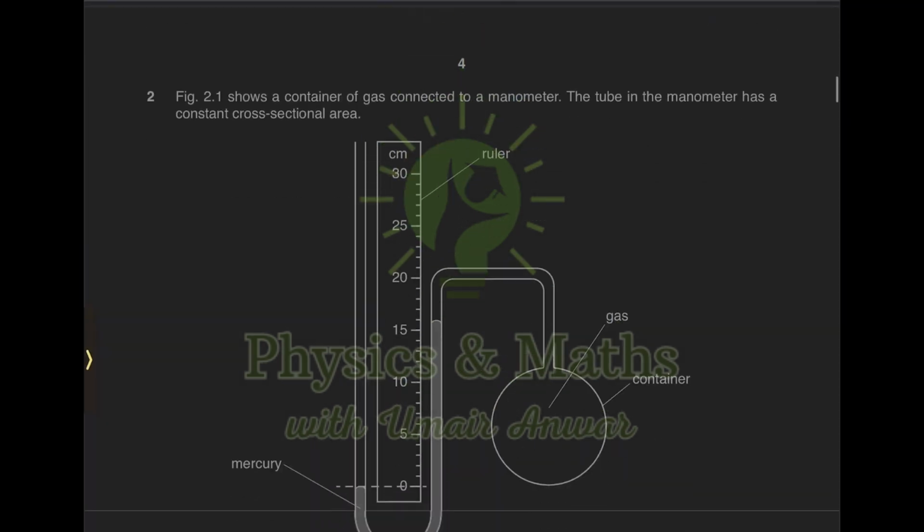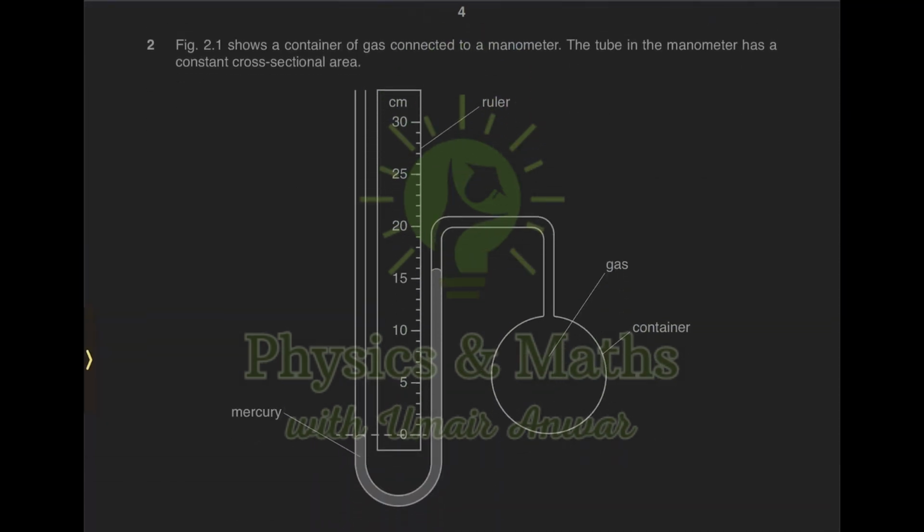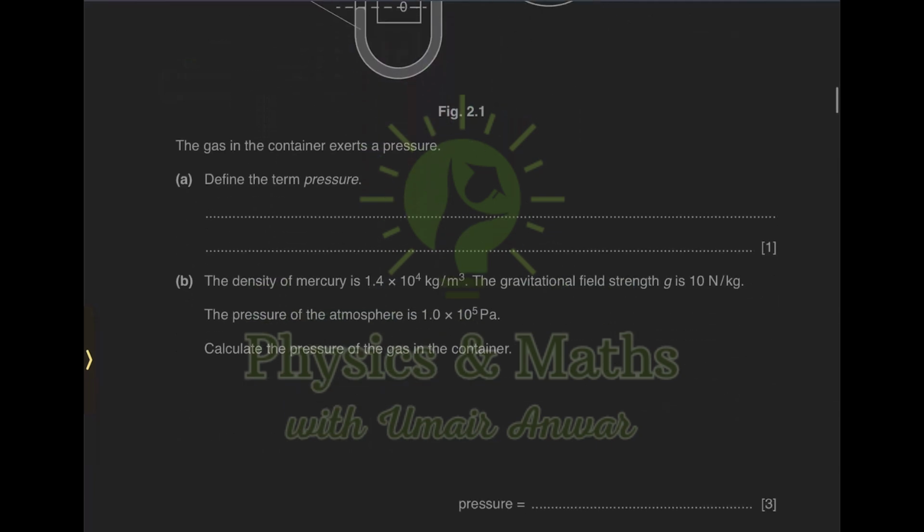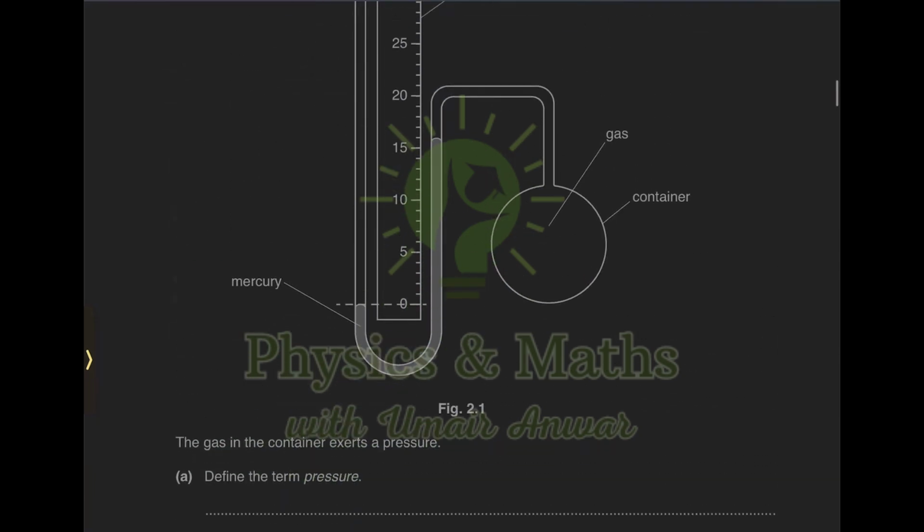The question is mainly related to the topic of pressure of our syllabus. The question says figure 2.1 shows a container of gas connected to a manometer. Here is the container of gas and it is connected to a manometer. The tube in the manometer has a constant cross-sectional area. So all of this tube has a constant or uniform cross-sectional area. The gas in the container exerts a pressure. So the gas particles are exerting a pressure and pushing the mercury away.